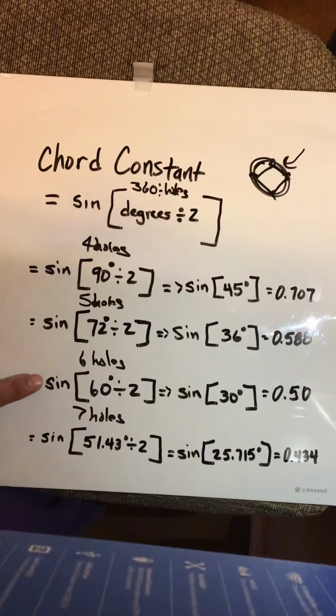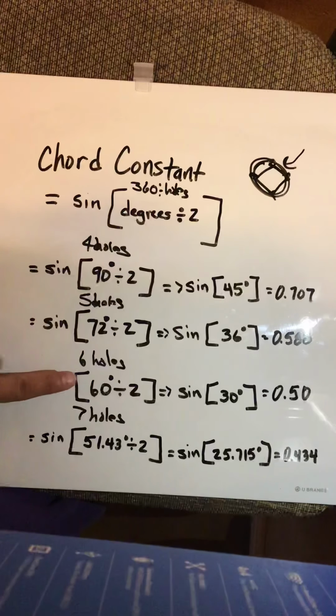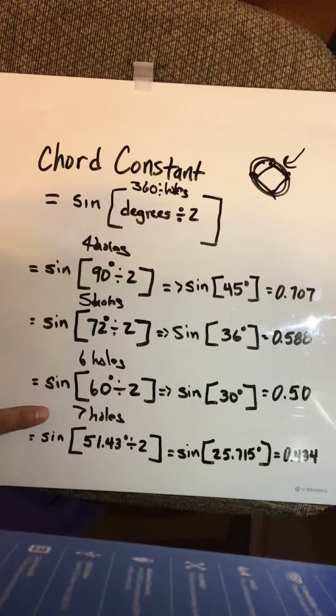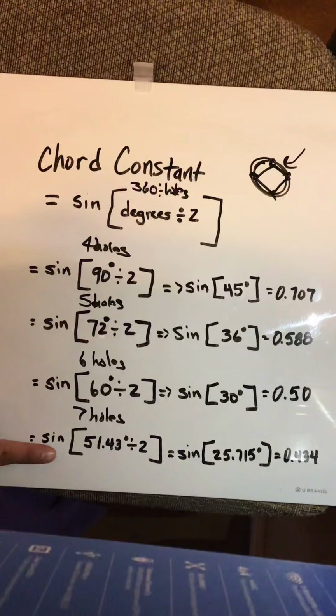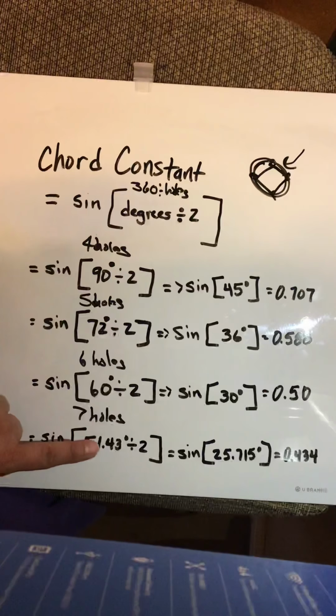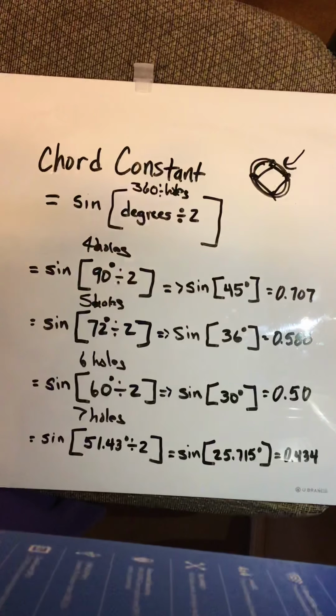And of course, 360 divided by 6 gives me 60. 60 divided by 2 gives me 30. And the last one is 360 divided by 7, which gives me approximately 51.43, which when I divide this by 2 gives me 25.715.